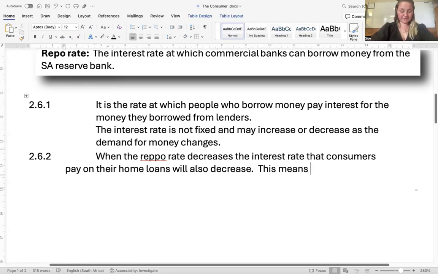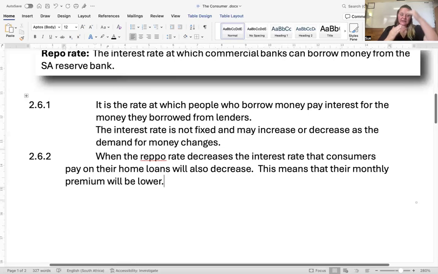This means that their monthly premium will be lower. Because if the interest rate has gone down, it means that my monthly payment back to the bank is going to go down as well.